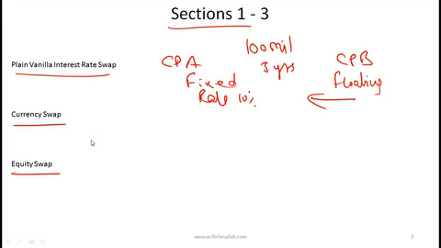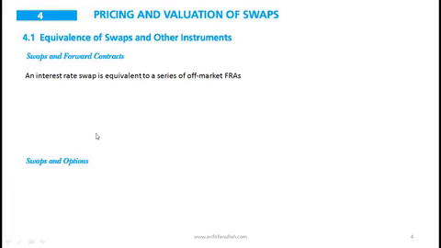And a lot of people get confused by this, but as I have said before, all this boils down to time value of money. So if you pay attention and just focus on the core underlying concept, it's all time value of money. Okay. So section 4 is the main section, pricing and valuation of swaps. Before we actually go into the details of pricing and valuation, we need to cover section 4.1, which is an important learning objective, and this talks about the equivalence of swaps and other instruments.